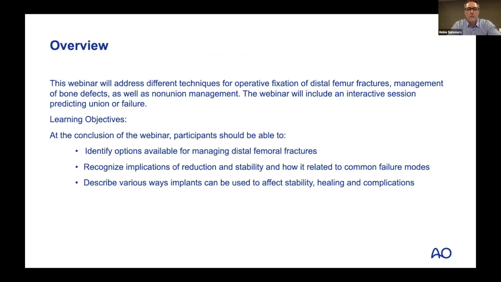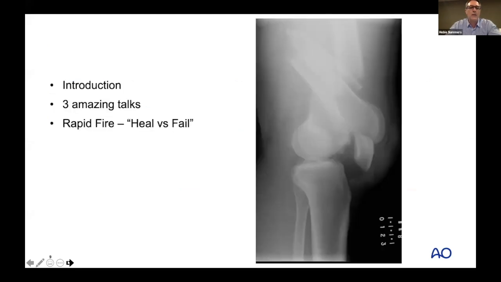At the conclusion of the webinar, participants should be able to identify options available for managing distal femur fractures, recognize the implications of reduction in stability and how it is related to common failure mechanisms, and describe various ways implants can be used to affect your stability, healing, and complications.